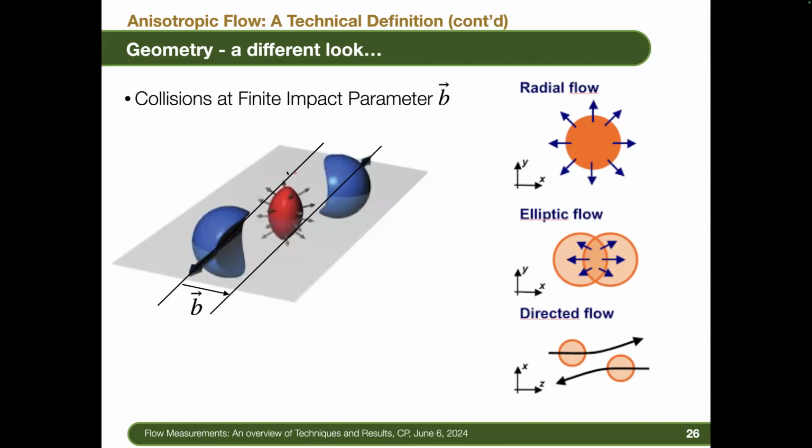And we then have this overlap region that now has a large energy density and a large pressure gradient, and that will lead to radial flow, as illustrated schematically here, as well as elliptic flow and directed flow, and to some extent also triangular and quadrangular.